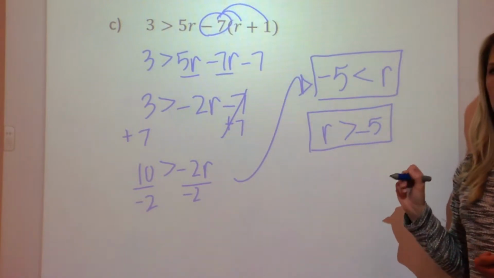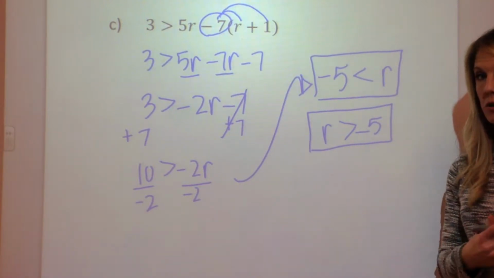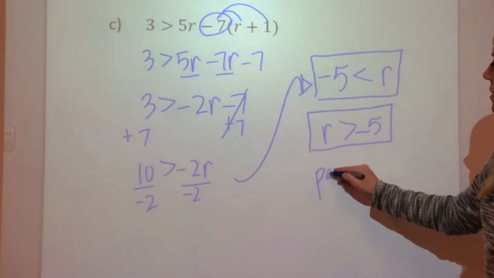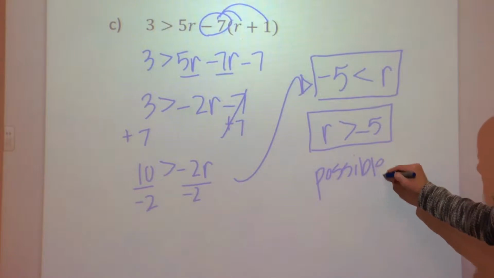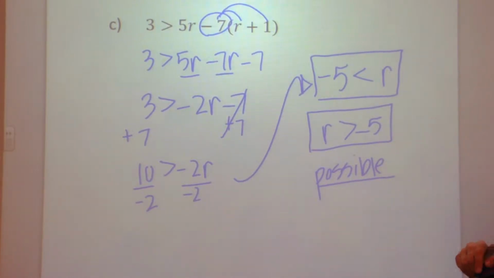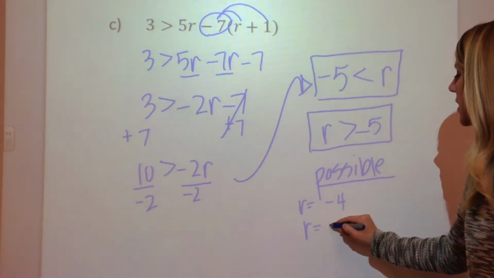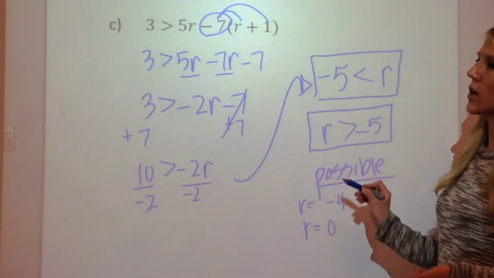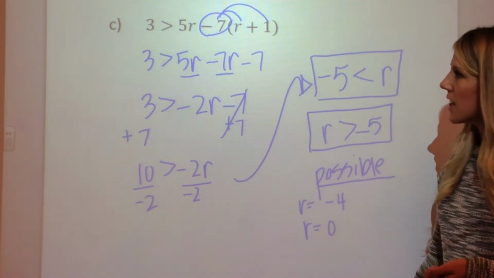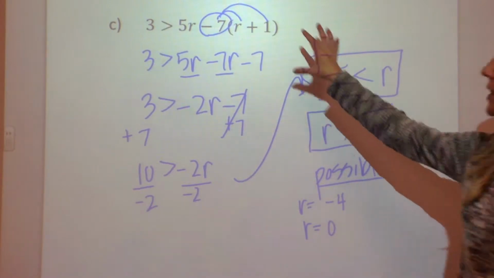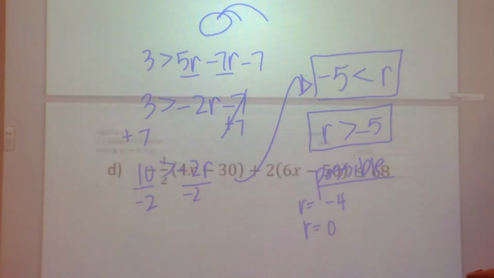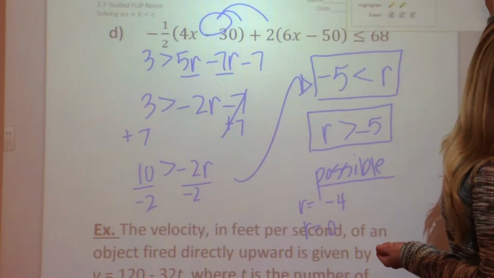So negative 5 is less than R, meaning it's smaller than R, so R is bigger, which is the same thing as saying R is greater than negative 5. So what would some possible solutions be? Greater than negative 5, so it could be negative 4. R could be 0, R could be 10, R could be 50, whatever you want there, as long as it follows greater than negative 5. But realize, in this case, R cannot be negative 5 because that would make equal to, not greater than. Can't be equal to in this case because it says greater than.